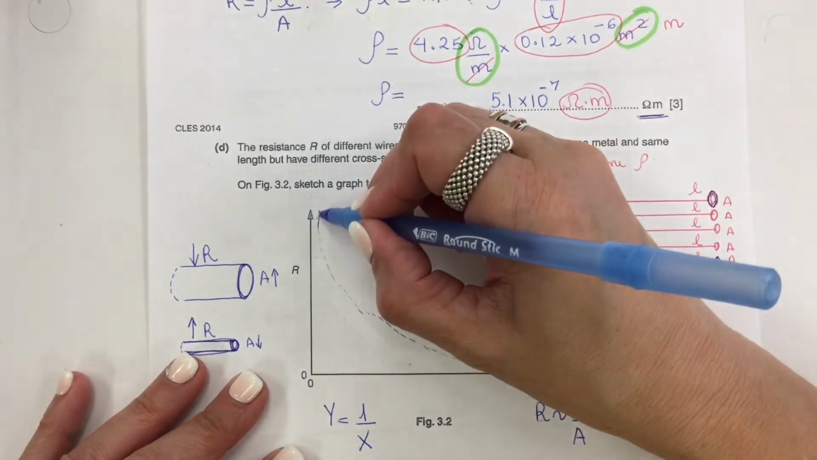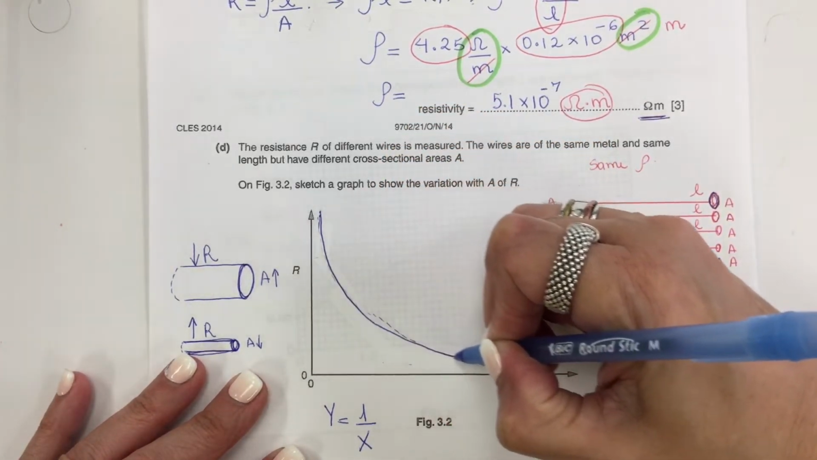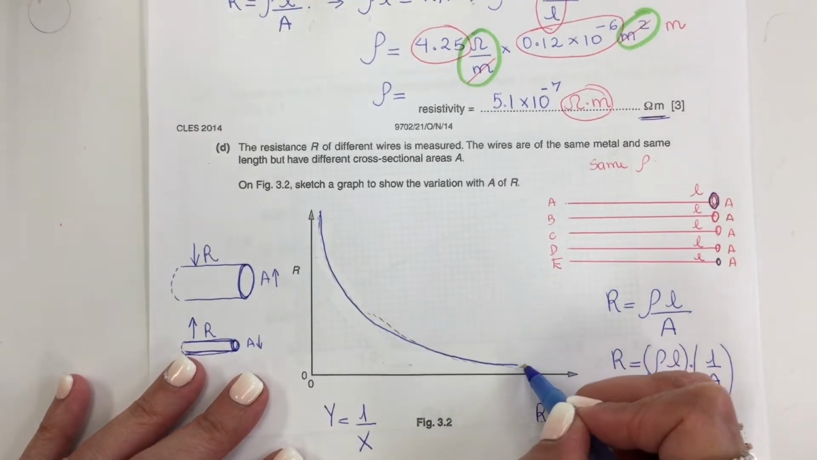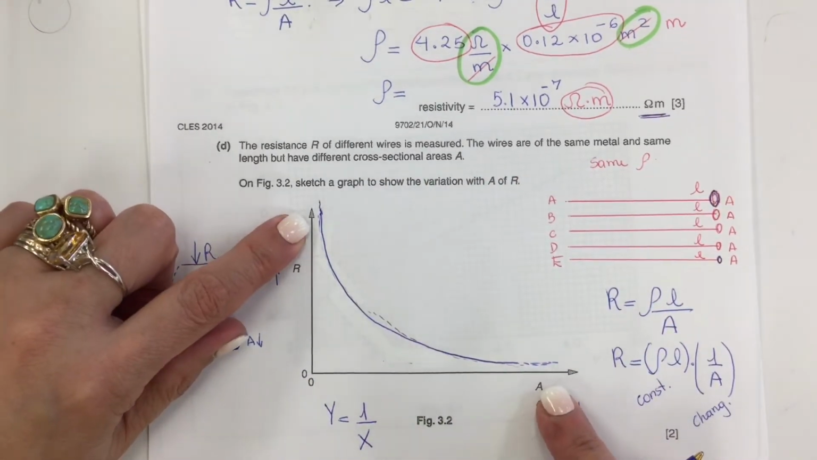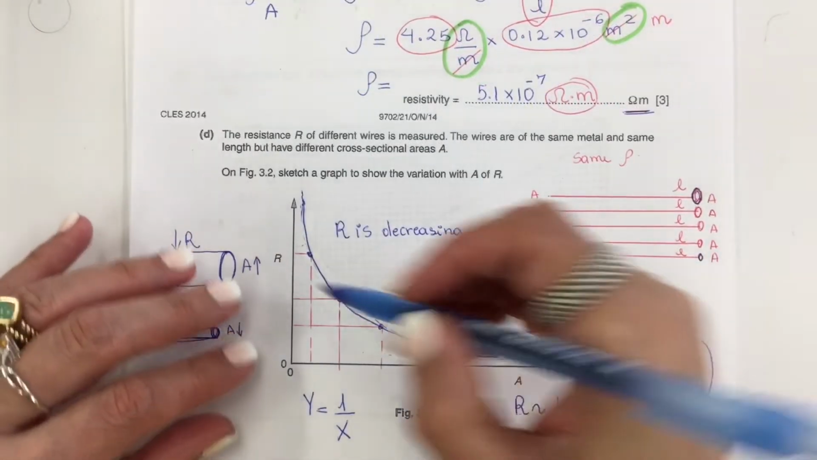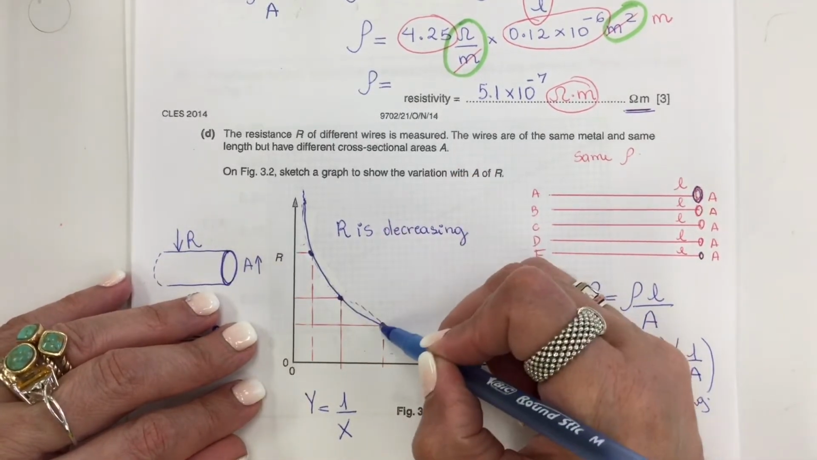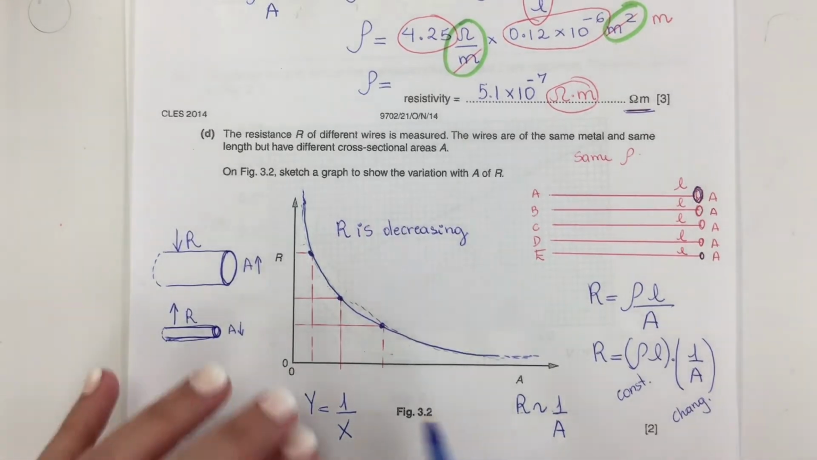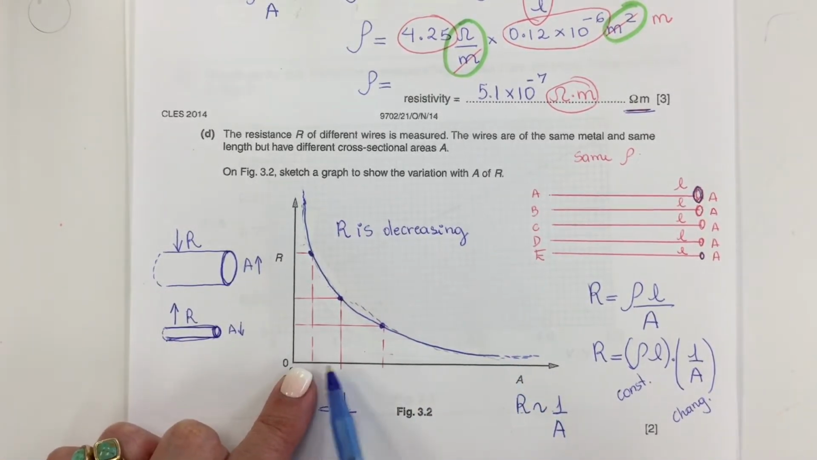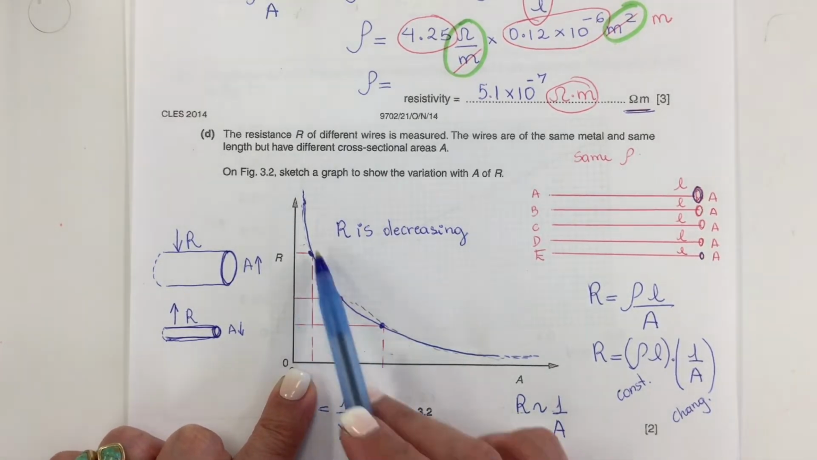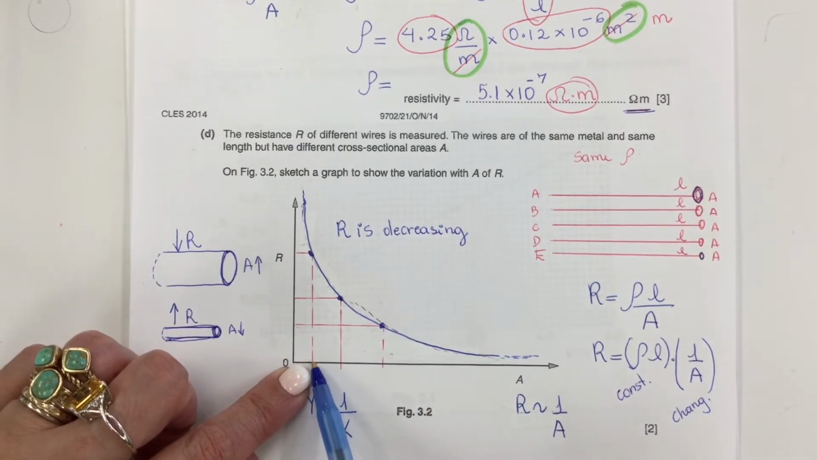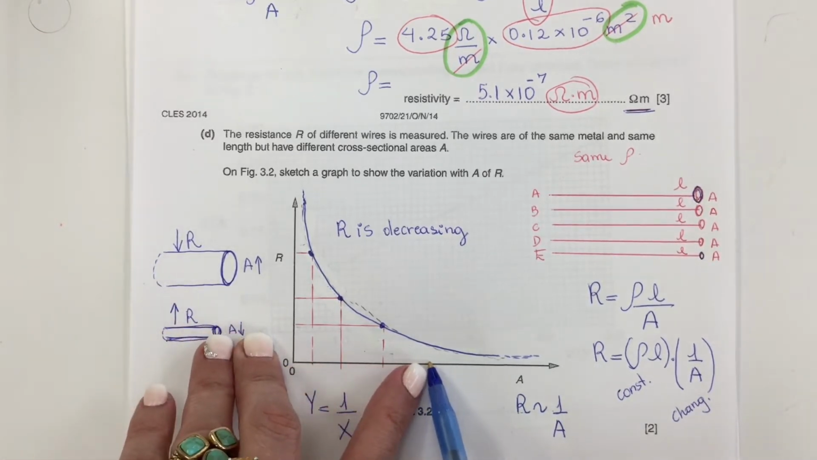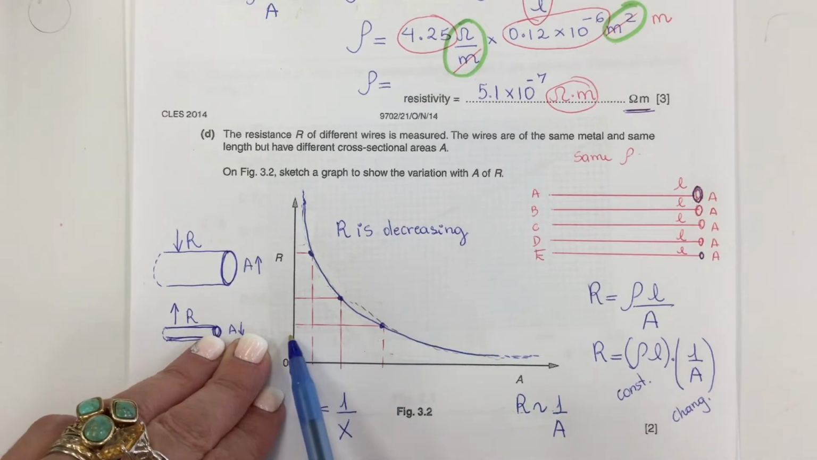So be careful, do not touch the ends with the axis. Now here I'm showing 3 points on this line to indicate that as the area gets larger, the resistance is getting smaller. So here the resistance is high, the area is small. As the area gets larger, the resistance is getting smaller.